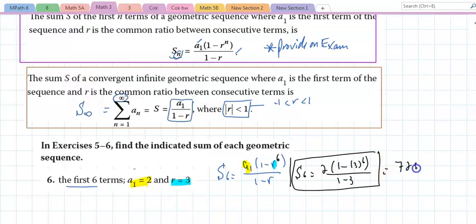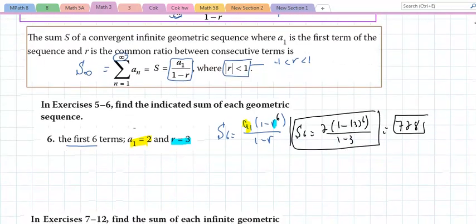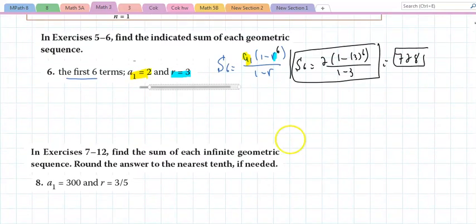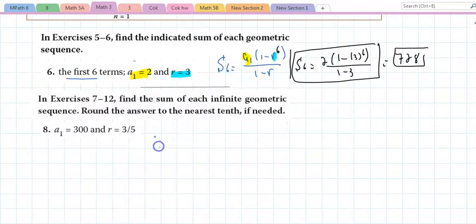728. If you add the first 6 terms of a geometric sequence that starts with 2, then you multiply by 3. So 2, 6, 18, 18 times 3, that will be 728. You'll figure this out quickly. Since you're multiplying, a geometric series either expands very quickly or decays very quickly.